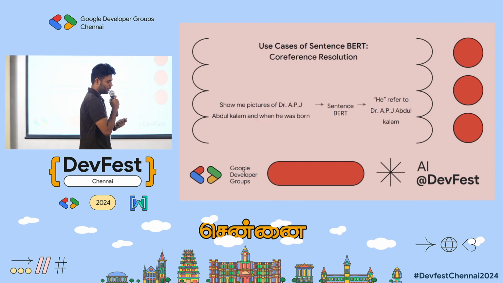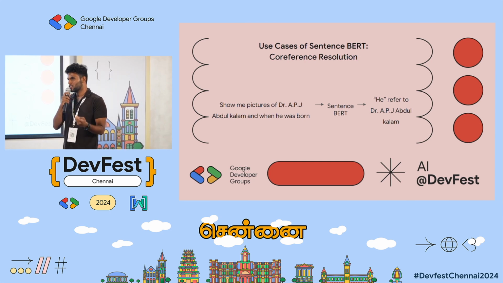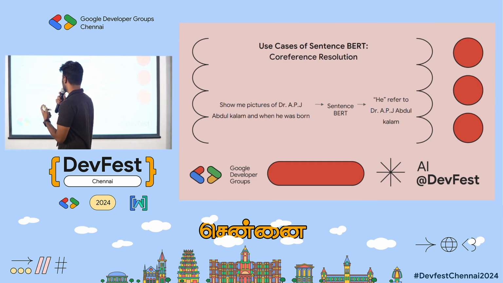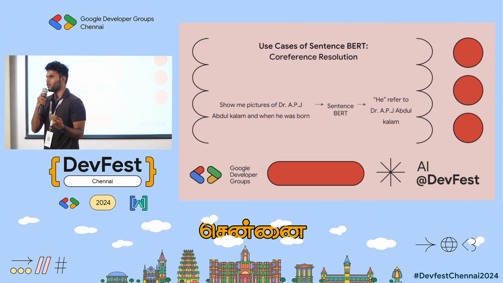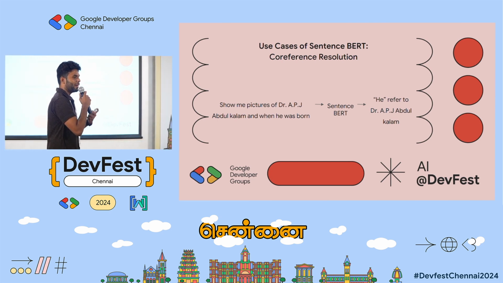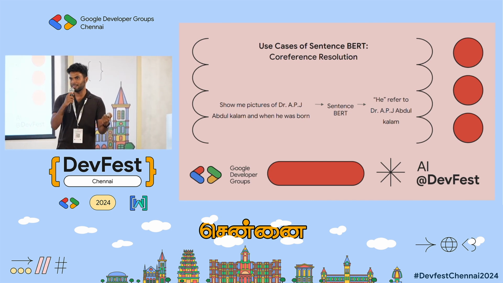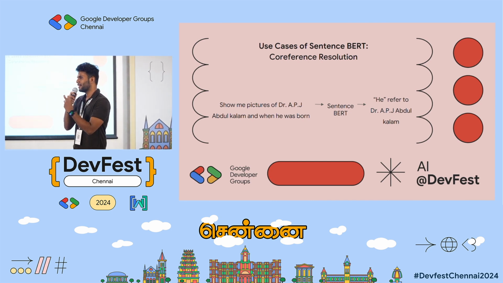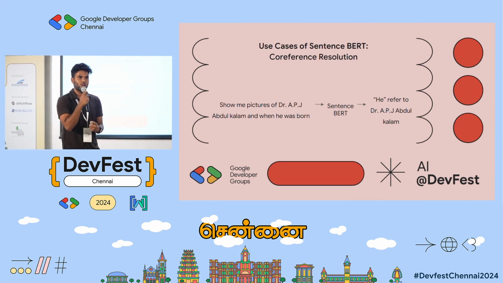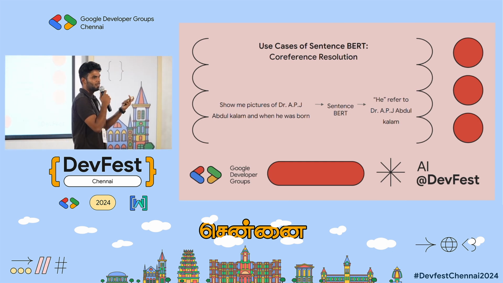Then co-reference resolution. Let's imagine that you are building an application like a search engine, and you allow your user to put in a query like, show me pictures of Dr. APJ Abdul Kalam and when he was born. In the second sentence, you mention he, not his name. But Sentence-BERT can understand that he referred to Dr. APJ Abdul Kalam from the first sentence. So it will give you an efficient sentence embedding for the whole input. You can use this sentence embedding to query your database, and you will get the result. You can show this result to the user.